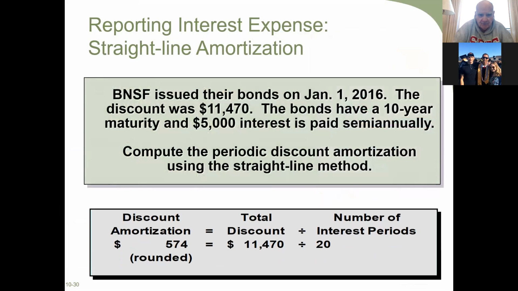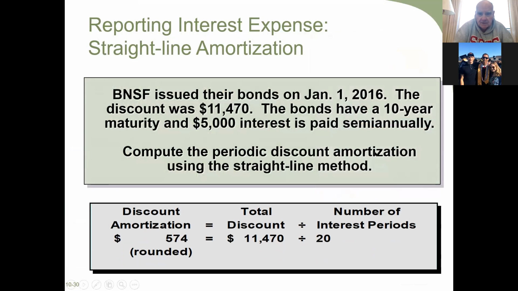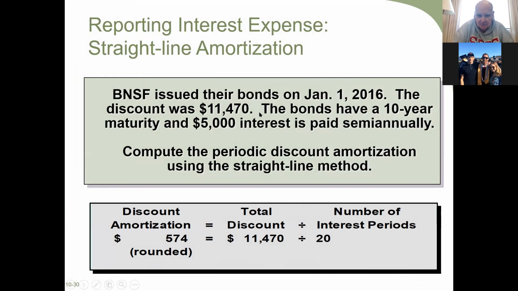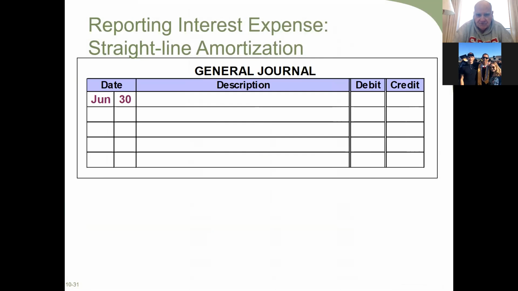So let's see what we have here. They issue their bonds on January 1st. The discount was $11,474, okay? I'm sorry, always with the happy thing. We divide this by 20. That's how much they're amortizing every period. So in this case, the net book value is going to rise every 6 months.